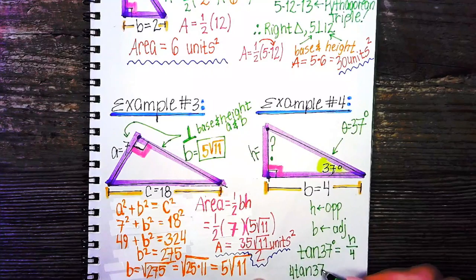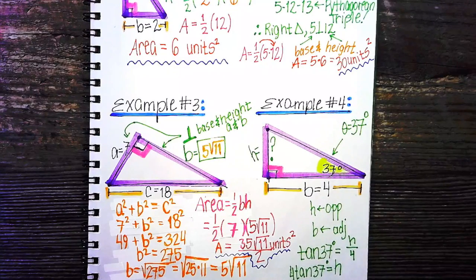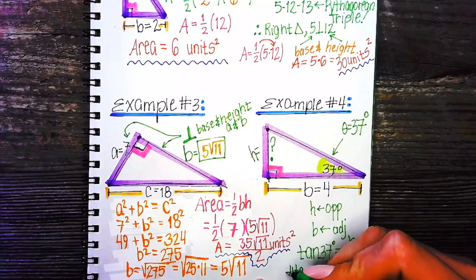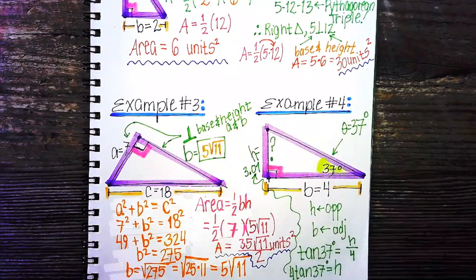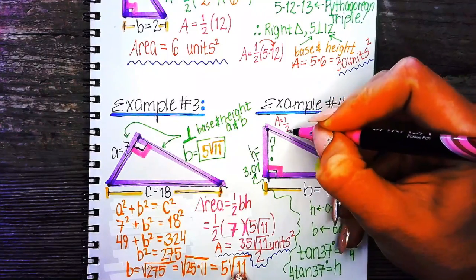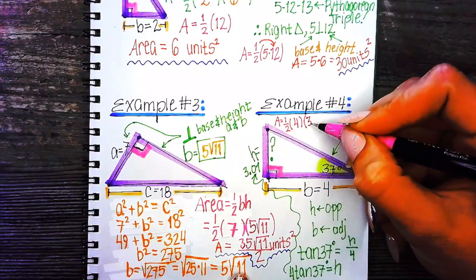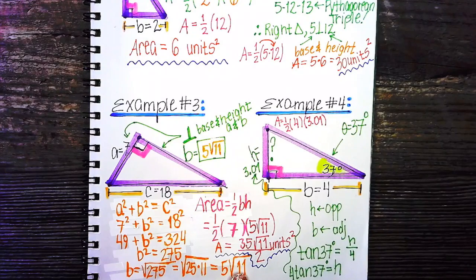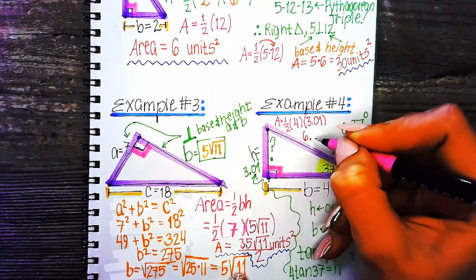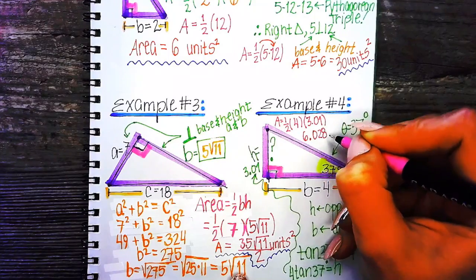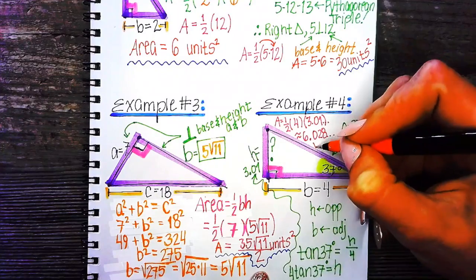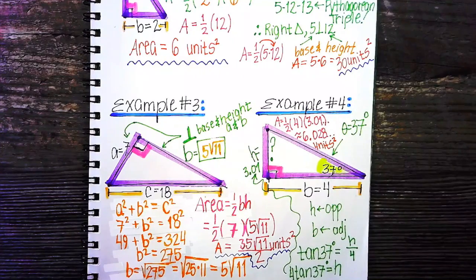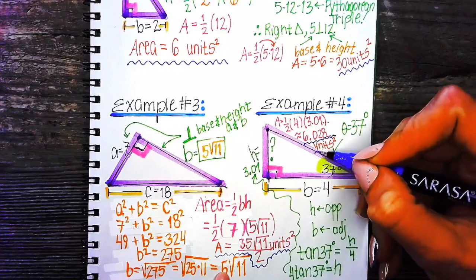This is actually an exact solution, but to do the calculations, we'll have to find the approximate value in a calculator. 4 tan 37 is equal to approximately 3.01. The decimal is actually much longer, but for the problem on paper, I wrote 3.01, but to complete my calculation, I actually used the entire decimal that was on my calculator screen. Area equals 1/2 base times height, so I'll get that the area is approximately equal to 6.028 units squared for this example.